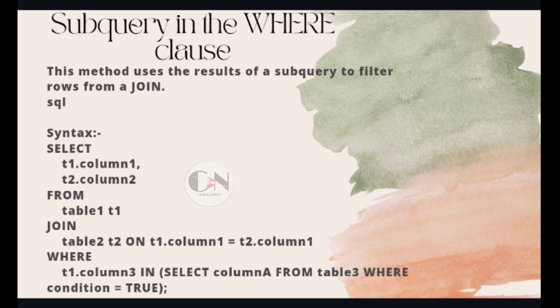The join between table1 and table2 is performed first. The where clause then filters the join results, keeping only those rows where t1.column3 exists in the list of columnA values returned by the subquery (select columnA from table3 where condition = true).